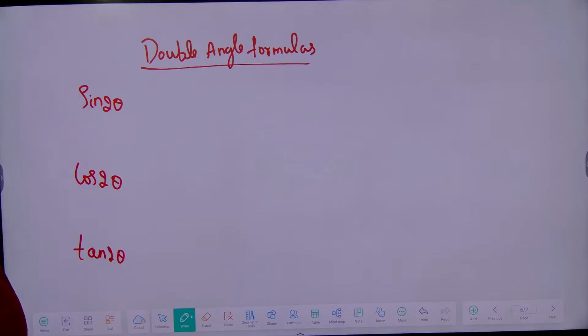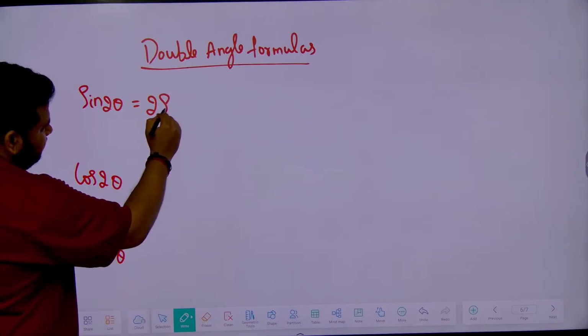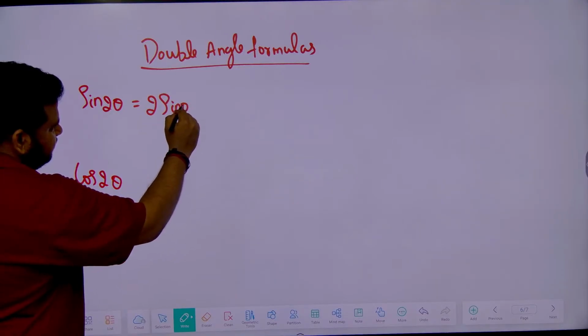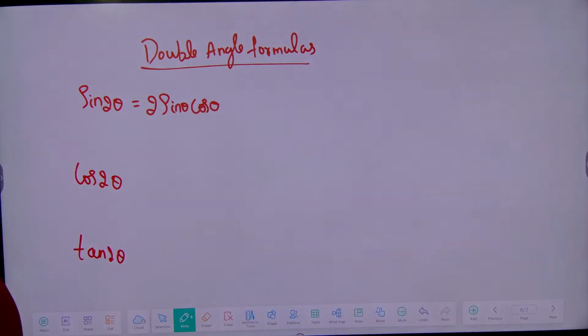Sin 2 theta basically means you have to write 2 outside here, 2 will come outside. So you will write sin theta as it is. Along with the sin, you will write cos theta. So 2 sin theta cos theta you will write it. Sin 2 theta is nothing but 2 sin theta cos theta. This is one thing. So this you have to remember, very important.